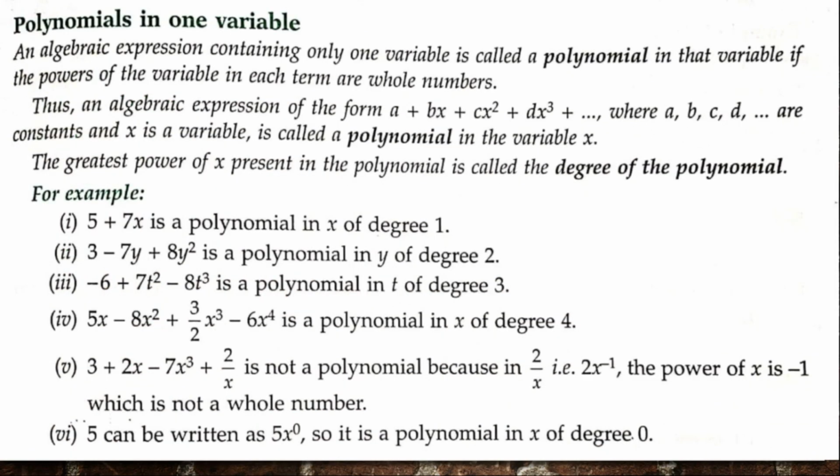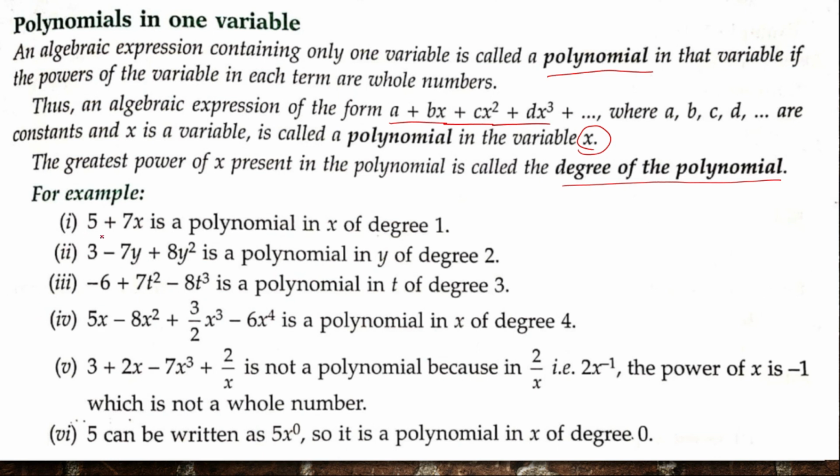Polynomial in one variable. An algebraic expression containing only one variable is called a polynomial in that variable, if the power of the variable in each term is a whole number. Thus an algebraic expression of the form a plus bx plus cx square plus dx cube plus dot dot dot, where a, b, c, d are constants and x is a variable, is called a polynomial in variable x. The greatest power of x in the polynomial is called the degree of the polynomial.